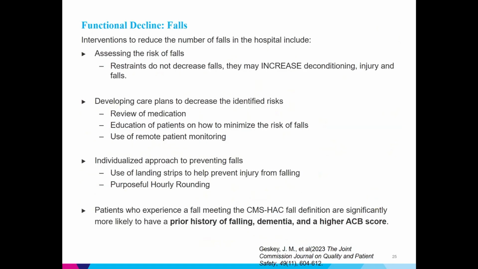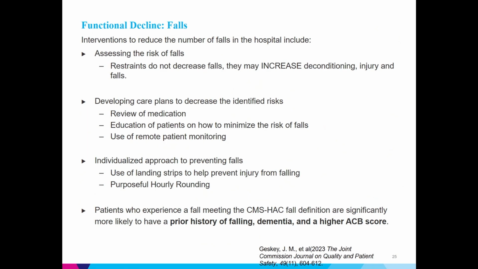For individuals who meet high risks for falls, it's important to, even when they're in the hospital, assess for their risk of falls and acknowledge that restraints do not necessarily decrease falls, but may lead to increased deconditioning and injury. Should also be mindful to develop care plans to decrease and identify the risks. Look at those medications, in particular the high-risk medications, which have been implicated in confusion and in falls, things like anticholinergics and sedative hypnotics and benzos.